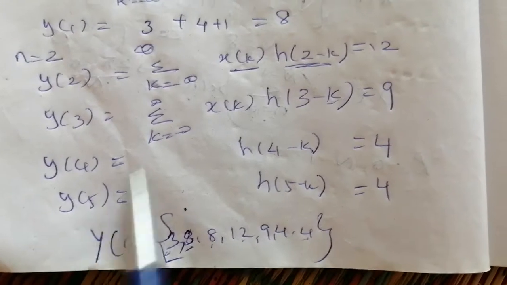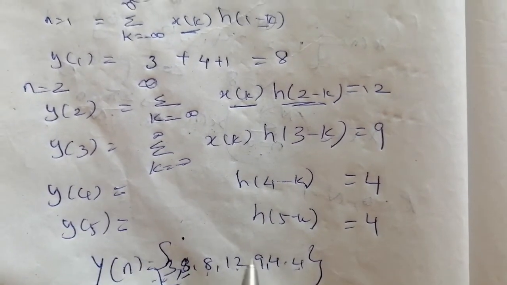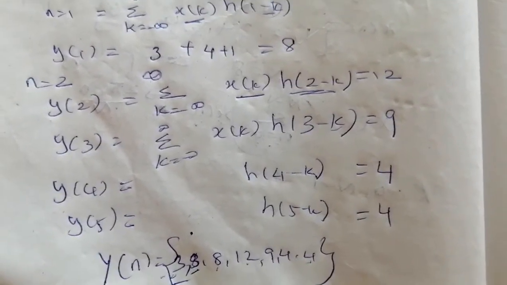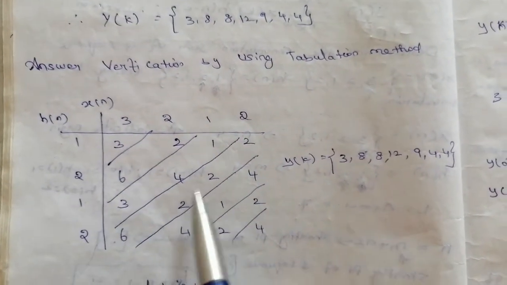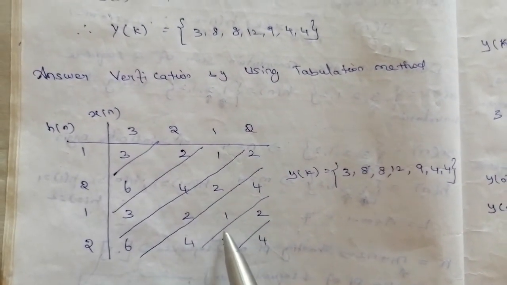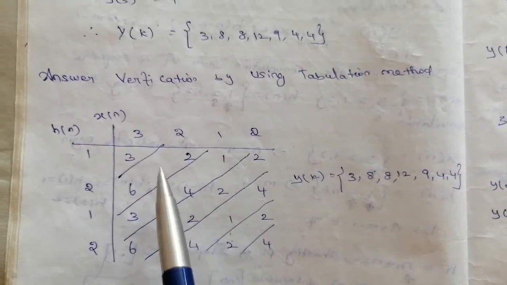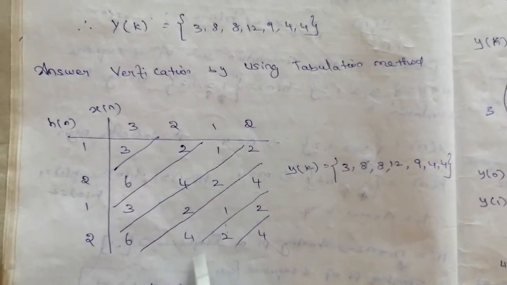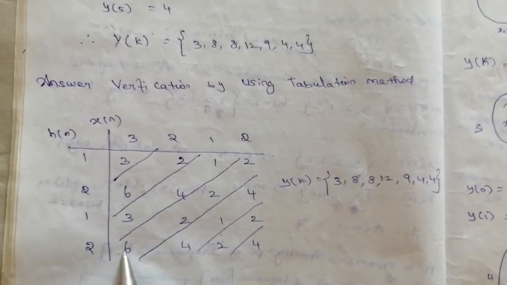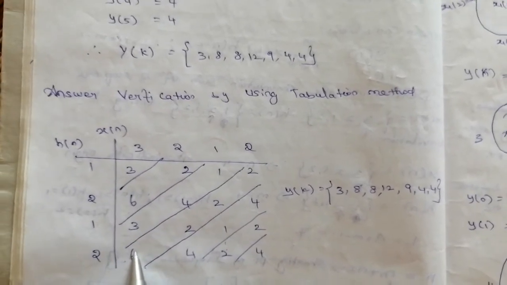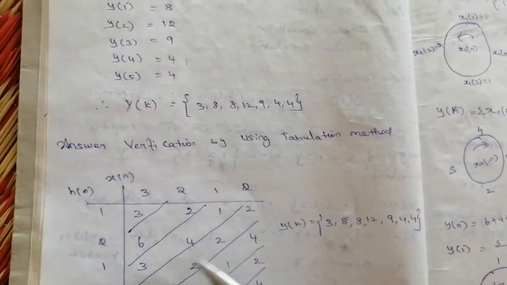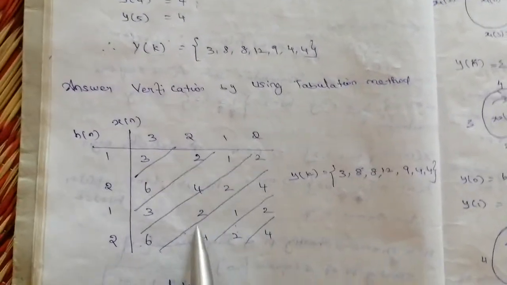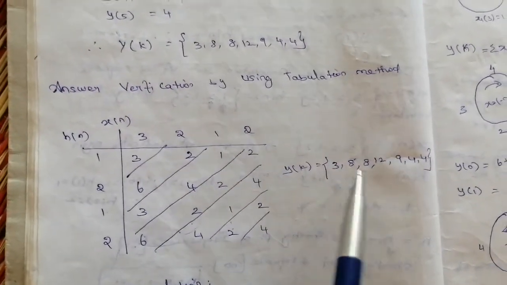So this is the method to find the linear convolution. This is the answer verification method of linear convolution using the tabulation method. If the question is asked for 2 marks, we can use this method. If it is asked in part B or as a big question, we have to use the graphical representation method.